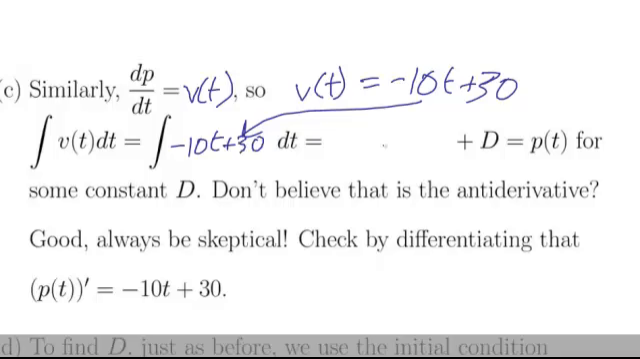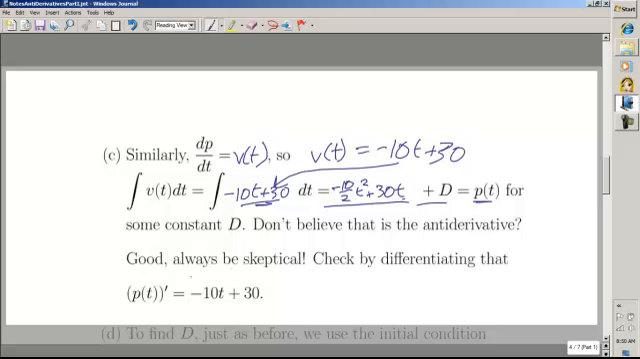And we need a function so that if we differentiate it, we get this. So you can check that if you take negative 10 divided by 2, t squared plus 30t plus any constant d, then that's going to have derivative this. And so should be equal to the position function. Now, if you don't believe me, that's good. You should always be skeptical. Check it yourself by differentiating that we get the desired function.